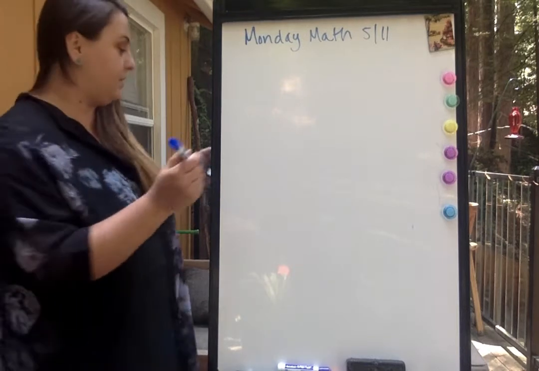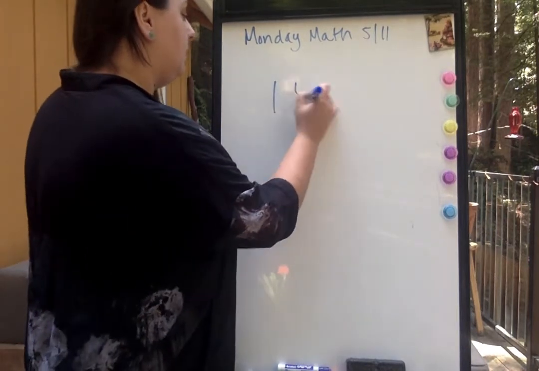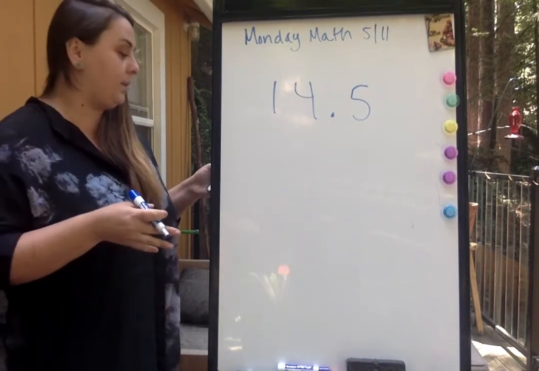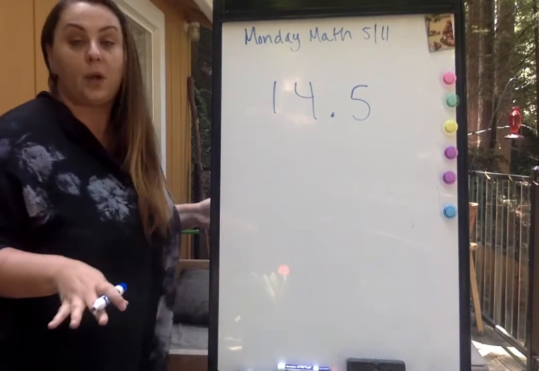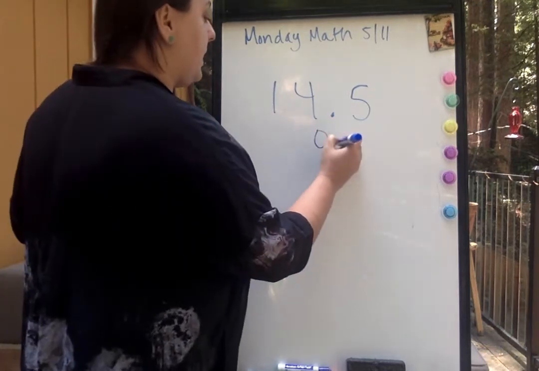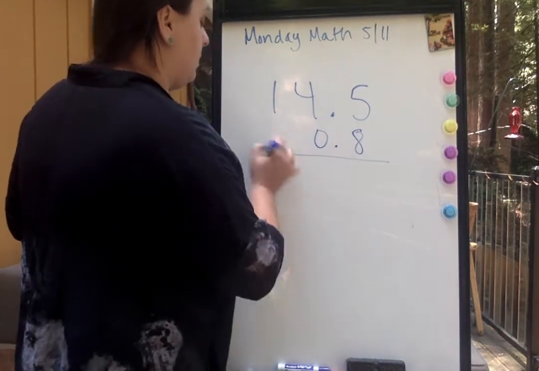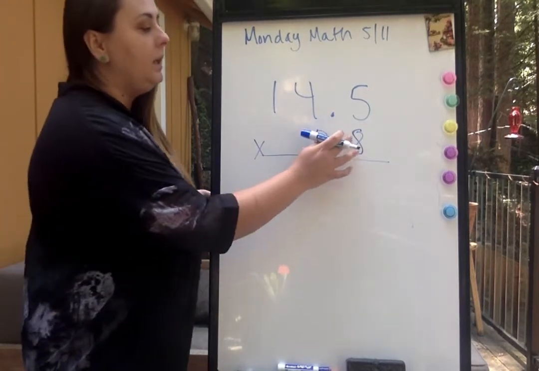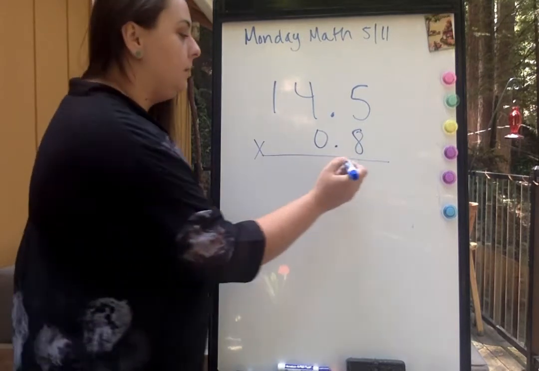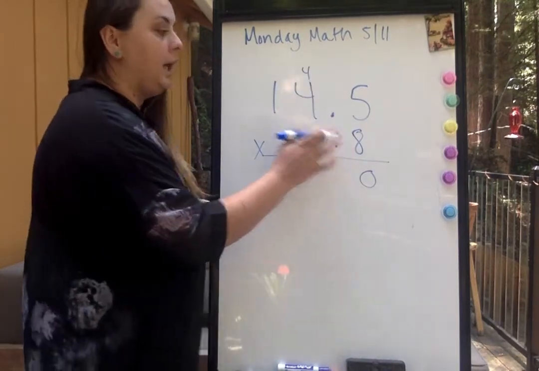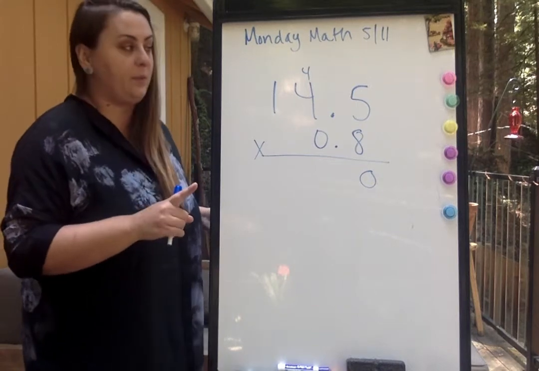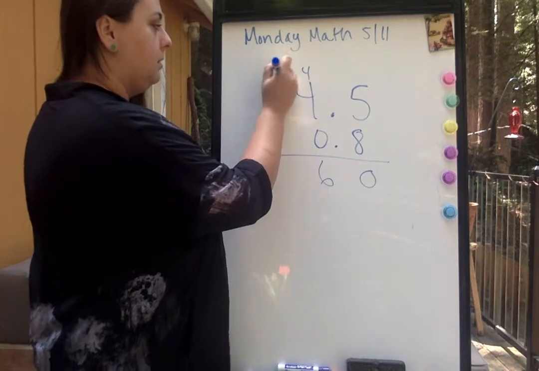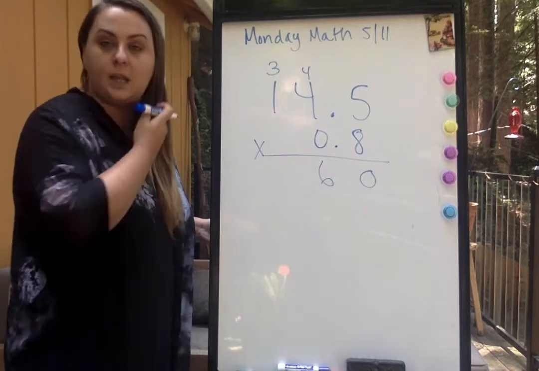Let's multiply some decimals. So, 14.5. Make sure you leave lots of space in between your numbers so you don't get confused. Don't worry about the decimal points at this point. Just go ahead and put the bigger number on top. Ignore the decimal places. So you've got 8 times 5 is 40. 8 times 4 is 32, plus 4 is 36. 8 times 1 is 8.